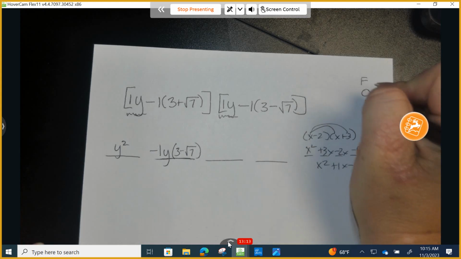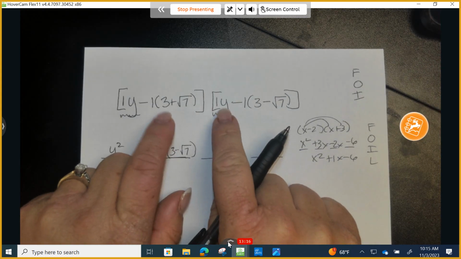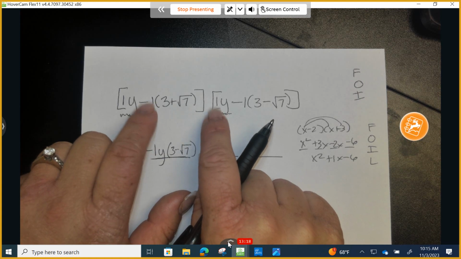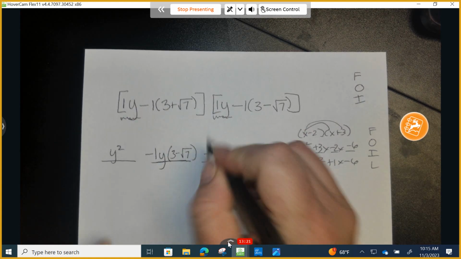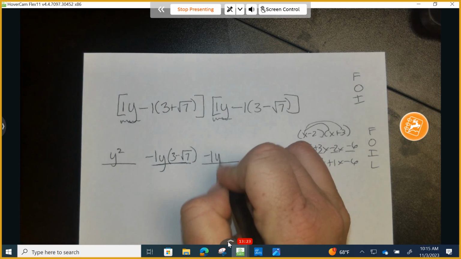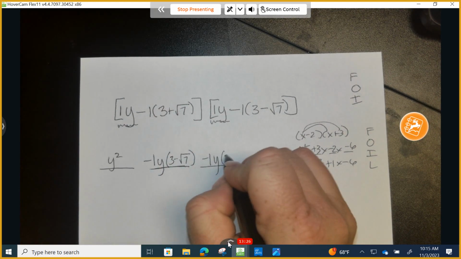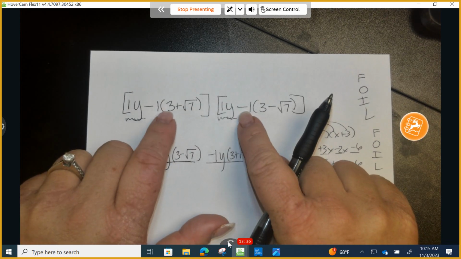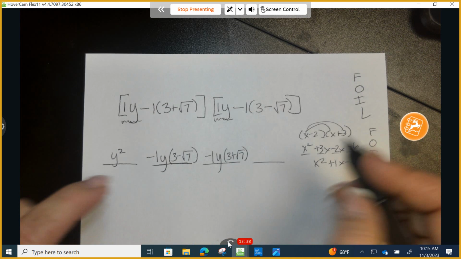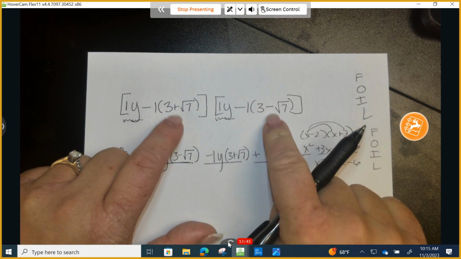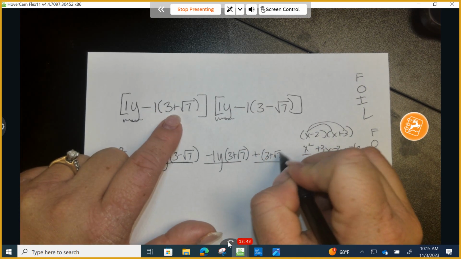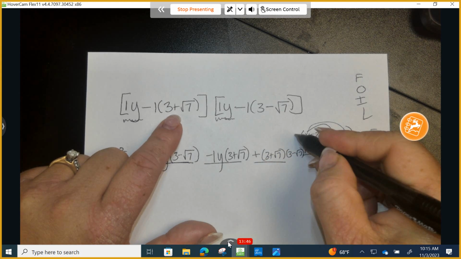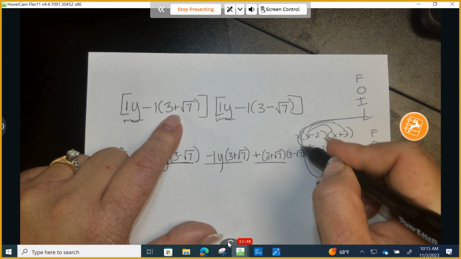Okay, now I'm going to take care of the inside. So here's the inside. Same concept. 1 times negative 1 is negative 1. I have a y, and then I have this quantity 3 plus the square root of 7. Okay, now we're going to do the last. So, negative 1 times negative 1 is a positive 1. And I have these 2 quantities, 3 plus the square root of 7 and 3 minus the square root of 7. And I'm just going to do this so there's no confusion here.